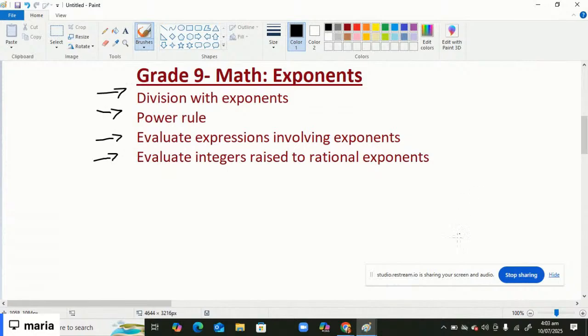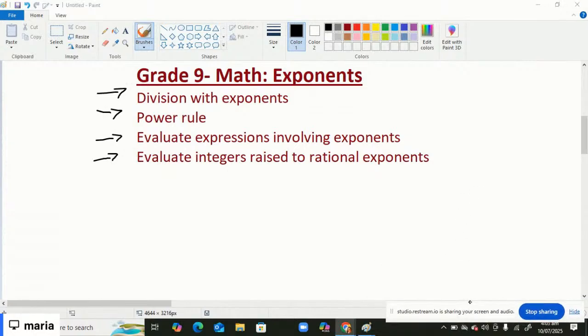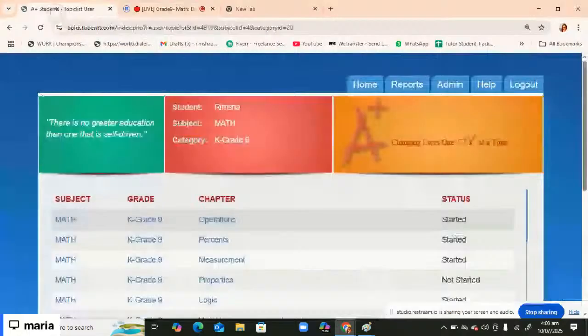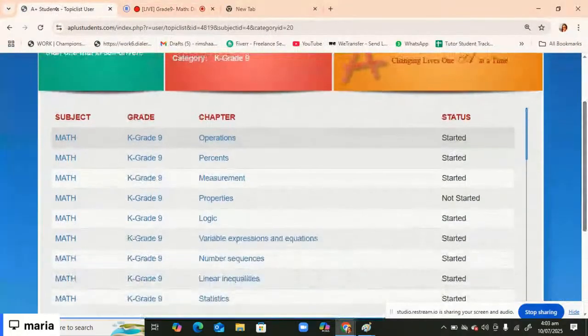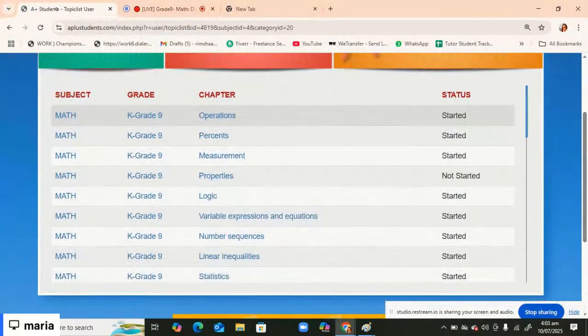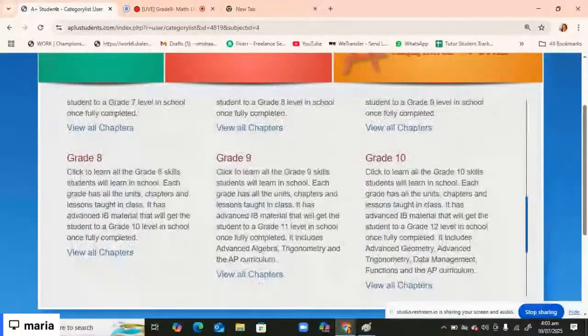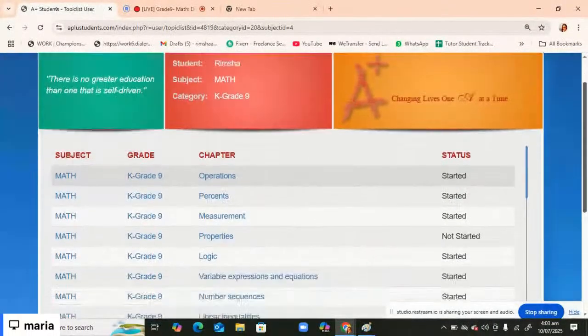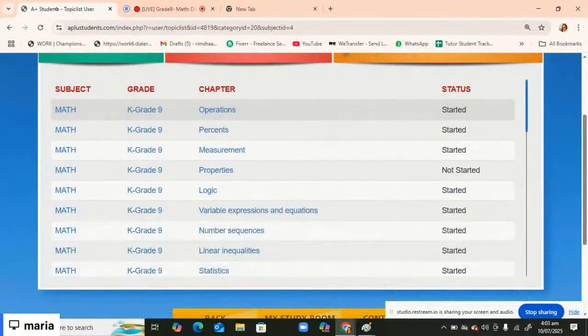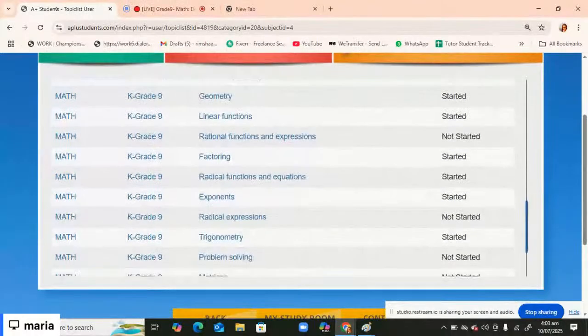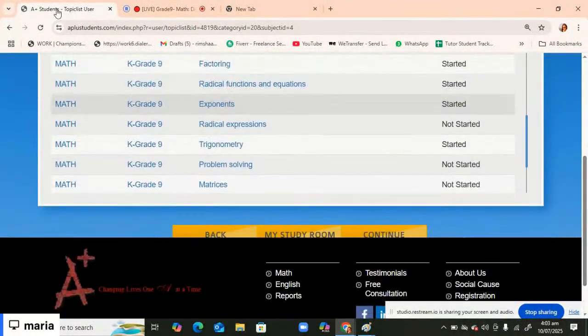You can find all the lessons on aplusstudent.com. You have to log in using your email and the password provided by the administrator. Select maths from the subject tab in this way. Scroll down to grade 9 and view all chapters. So here is the list of the chapters, and we are on the chapter exponents. Let's get started.